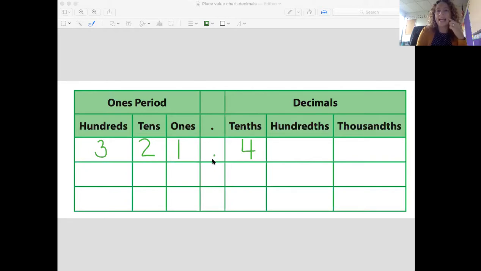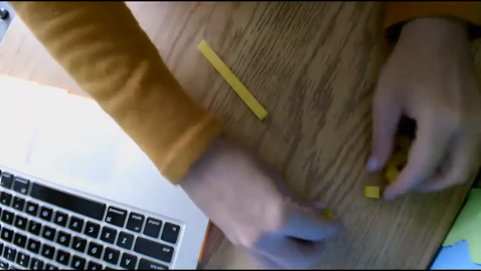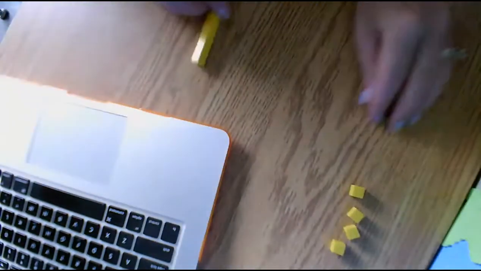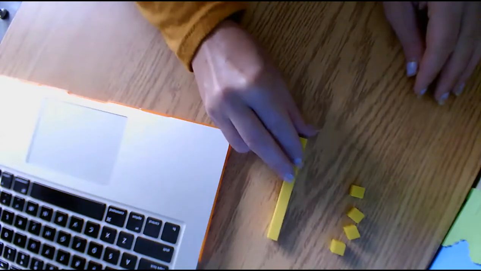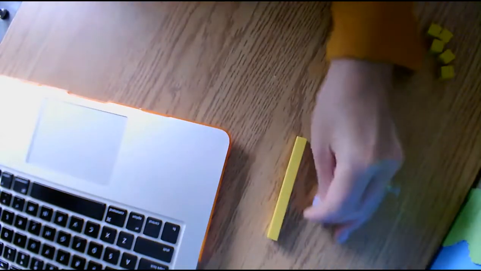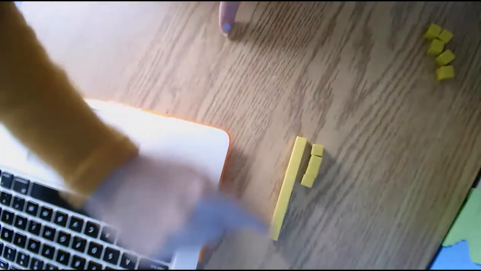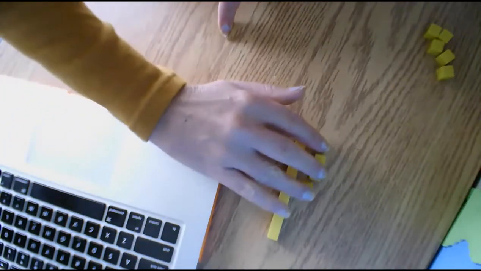321 and 4/10. That means that I have 4 pieces of this whole rod, okay? Only 4 of them. I don't have the entire whole. I only have 4 pieces.